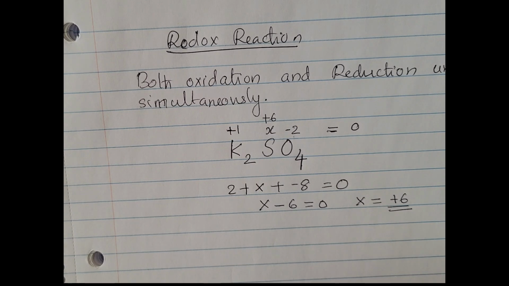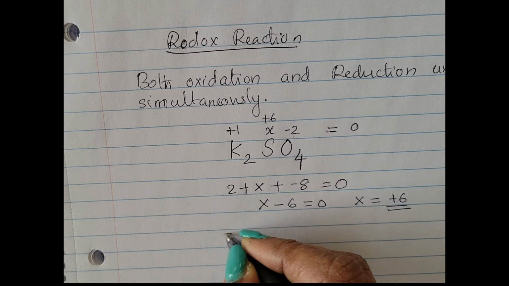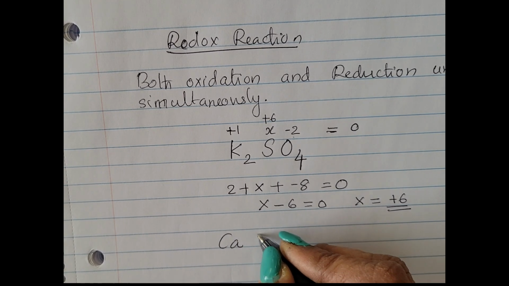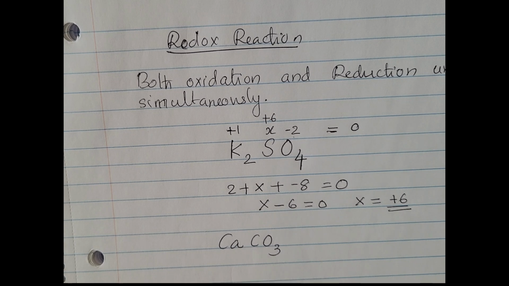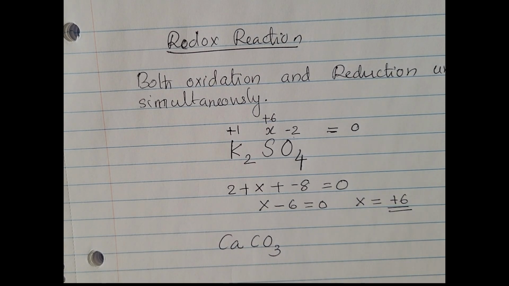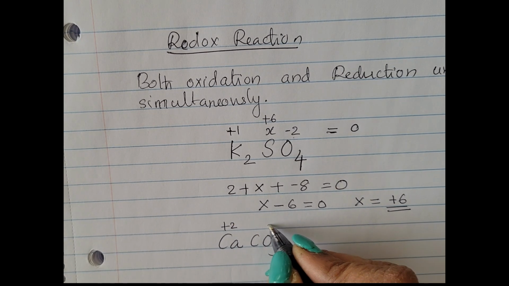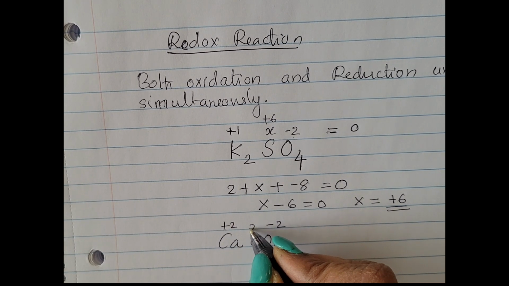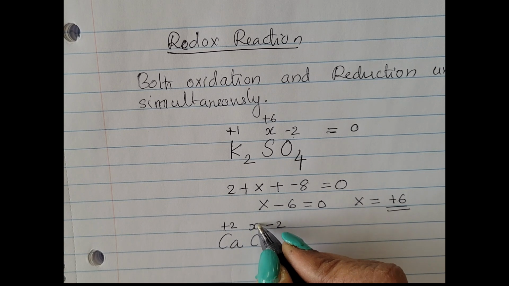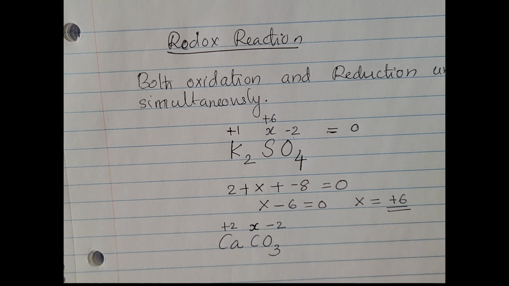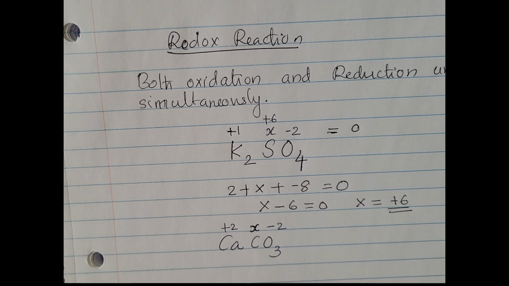Try another example. Okay. Let's do calcium carbonate. Calcium carbonate. Right. Calcium, what is the charge of calcium? 2. And oxygen? Minus 2. And carbon, I know it is plus or minus 4 from my basic knowledge, but it may show different oxidation states. Let's see. Go ahead and calculate.